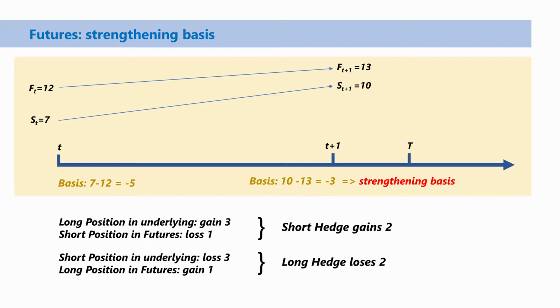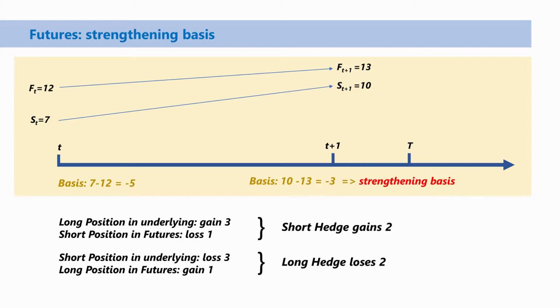A trader in a short hedge is long in the underlying and short in the futures. His long position in the underlying gains 3. He is happy about increasing prices in the spot price. But his futures position also goes up, but only by 1, where he loses 1. So the short position in futures loses 1. In total, the short hedge gains 2. The trader short in the underlying is long in the futures. His short position loses 3 and his futures position wins 1, so his overall loss is 2.